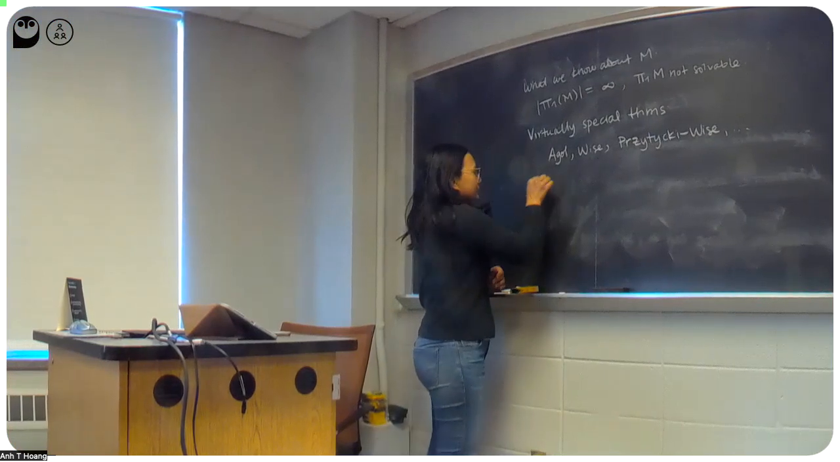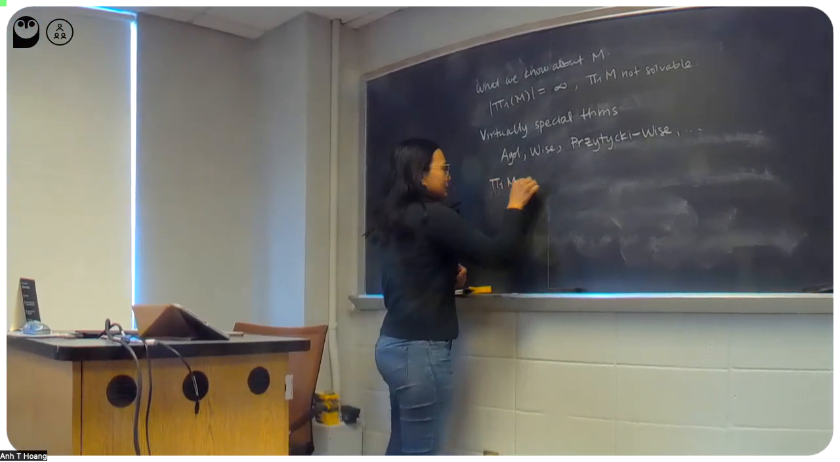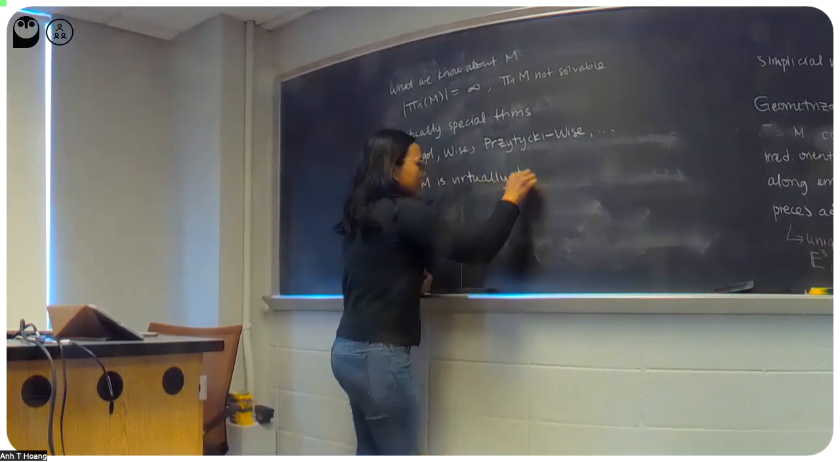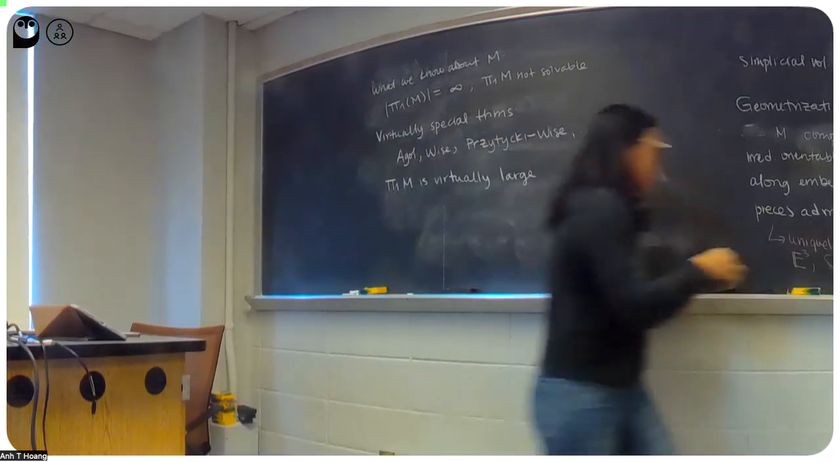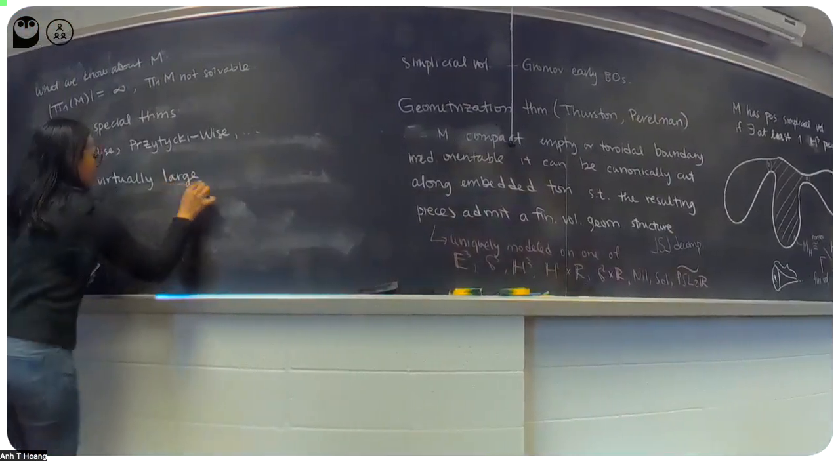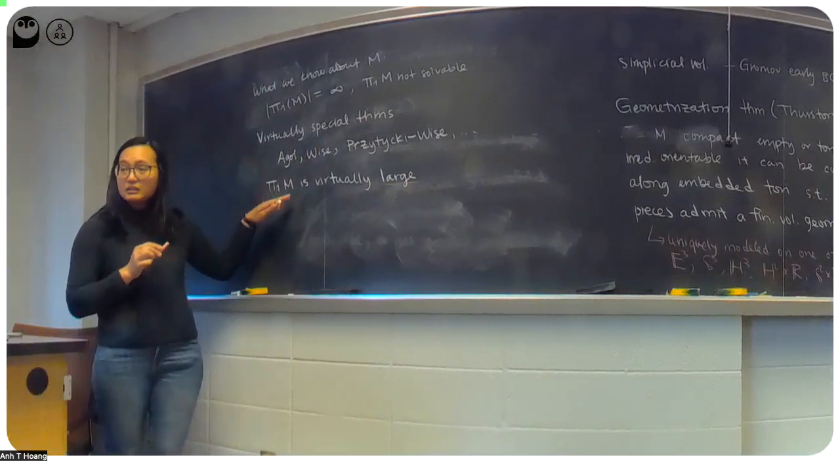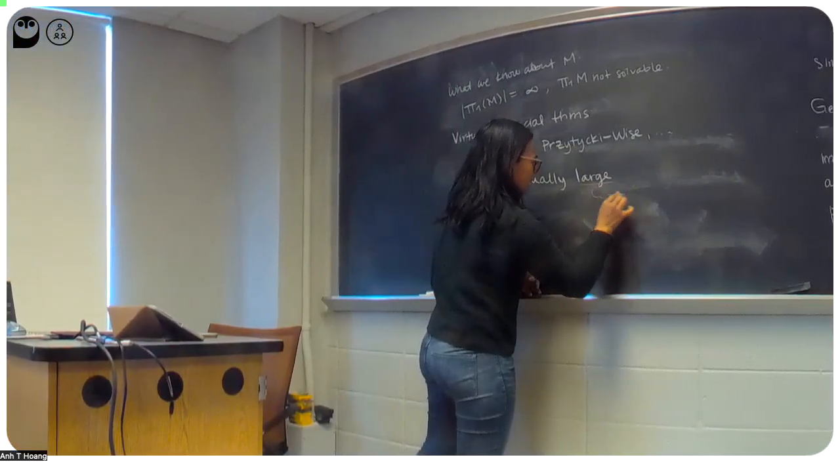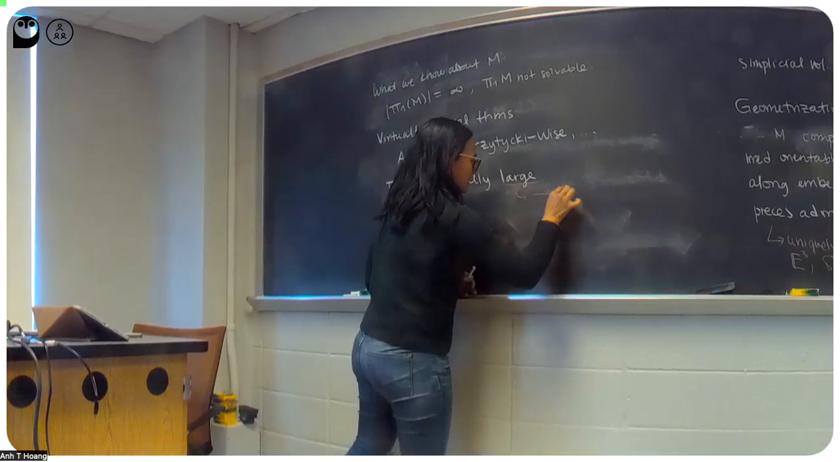One thing is that their fundamental group is virtually large. I'll tell you what this means. Virtually means that, well, it might not be, but it has a finite index subgroup that is. And large means that you have a surjection to a non-abelian free group.